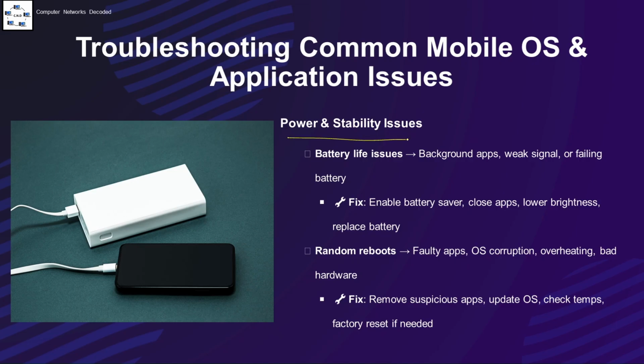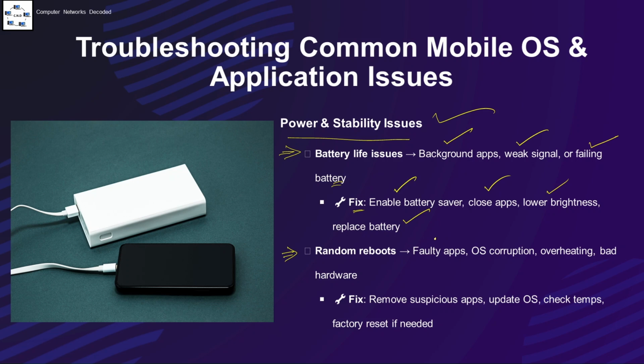So next is the power and stability issues, and these issues include the battery life issues. These issues may be due to too many background applications running, a weak signal of your mobile device, or a failing battery. To fix this issue, you need to enable the battery saver mode, close the background applications, lower the brightness of your device, which consumes a lot of power, and eventually replace your battery if none of these fixes work.